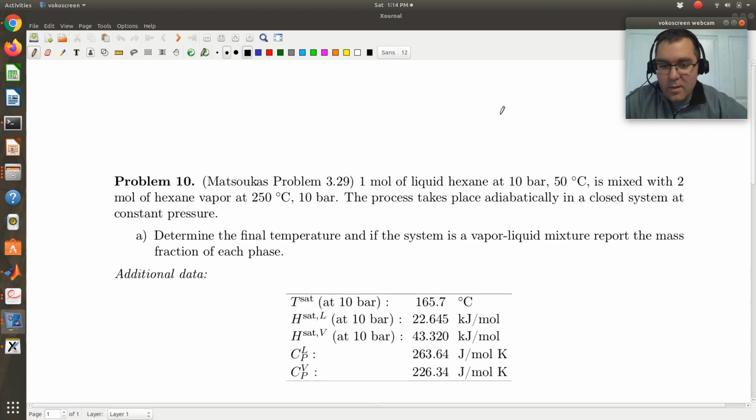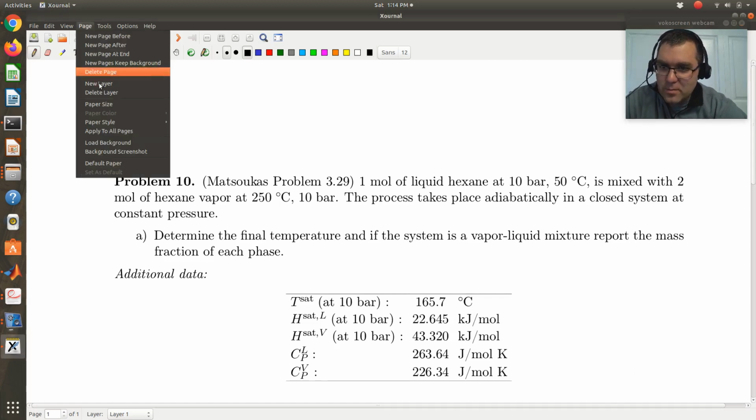All right, let's take a look at problem 10. So 1 mole of liquid hexane at 10 bar, 50 degrees C, is mixed with 2 moles of hexane vapor at 250 degrees C and 10 bar. The process takes place adiabatically in a closed system at constant pressure.